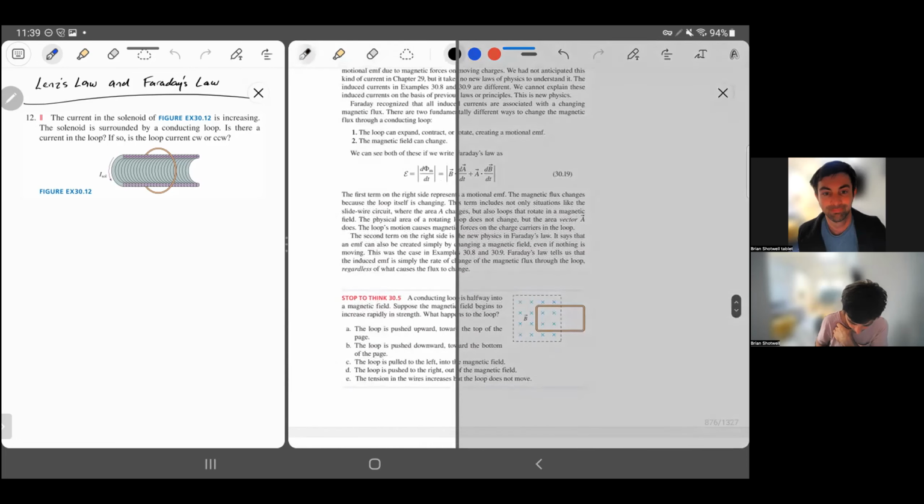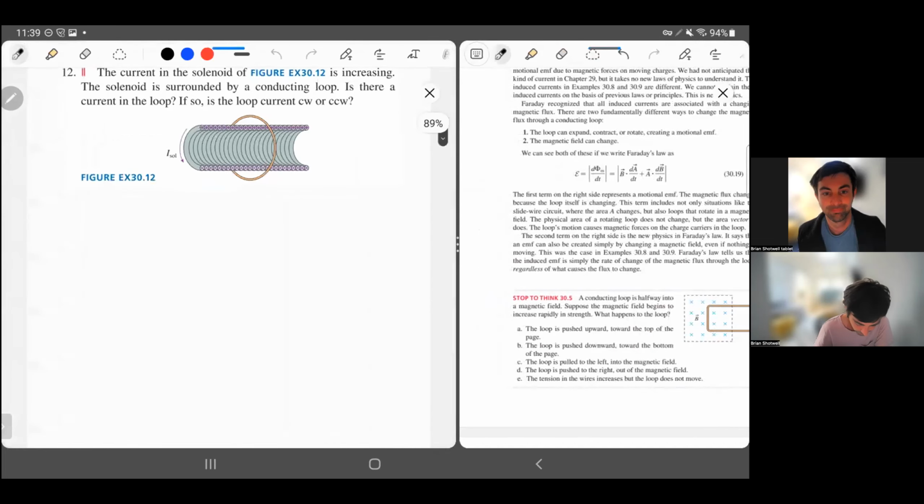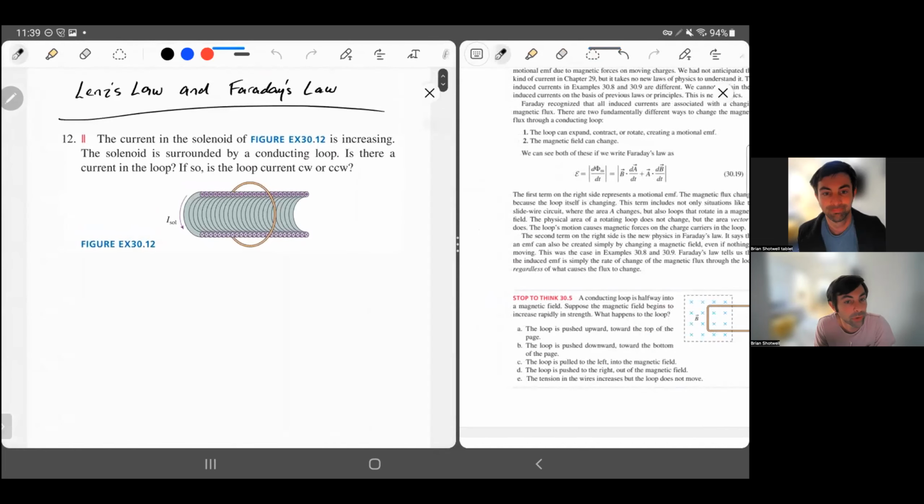Okay, so the problem is a problem from the book. The current in the solenoid is increasing. Faraday's law is a statement about magnetic flux, so we have to turn this statement about the current increasing into, what's the magnetic flux through this loop doing? We're trying to figure out if there's a current in the conducting loop that surrounds the solenoid. So try and think of what's the direction of the magnetic field in the solenoid based on the current in the solenoid. You can pause the video and try that.